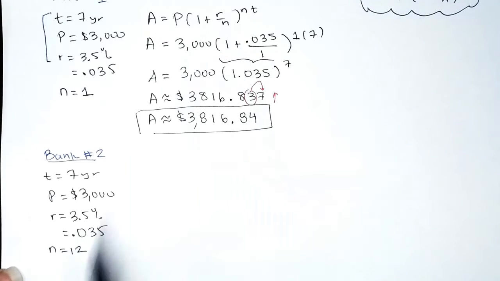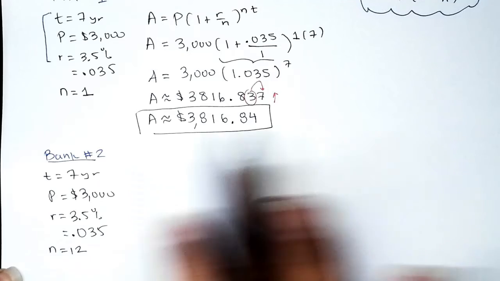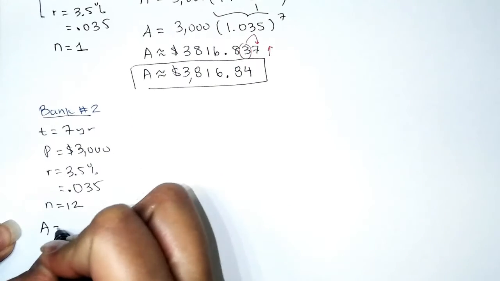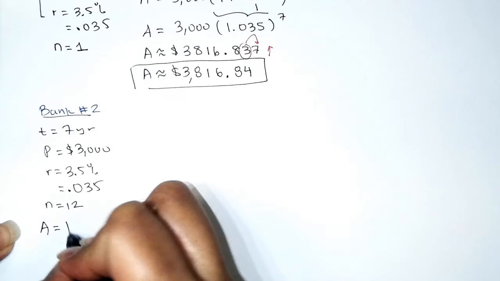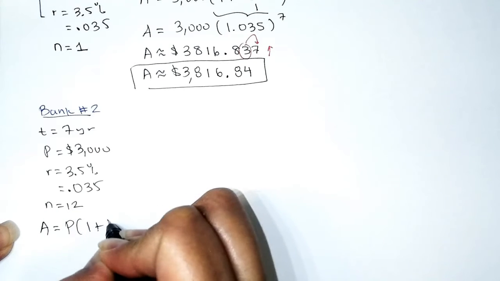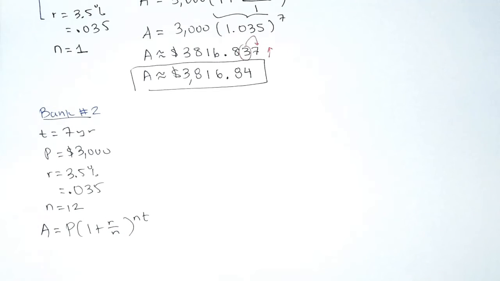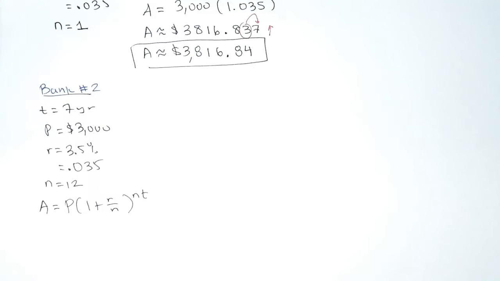I'm going to write the formula below because I want to have space for everything on this page. We have the compound interest formula: A equals P times 1 plus R over N, raised to the NT power. That's it. We did one of the toughest things, which is spitting out that formula. Let's plug and chug and find the final amount.